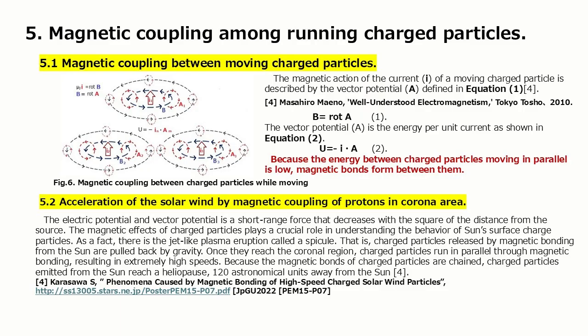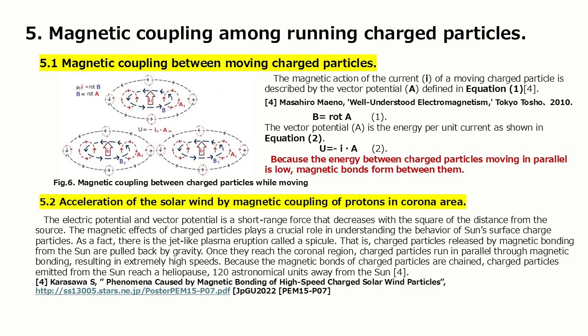The vector potential A is the energy per unit current, as shown in equation 2. U equals minus IA. Because the energy between charged particles moving in parallel is low, magnetic bonds form between them. Acceleration of the solar wind by magnetic coupling of protons in the corona area. The electric potential and vector potential is a short-range force that decreases with the square of the distance from the source. The magnetic effects of charged particles play a crucial role in understanding the behavior of the Sun's surface charged particles.